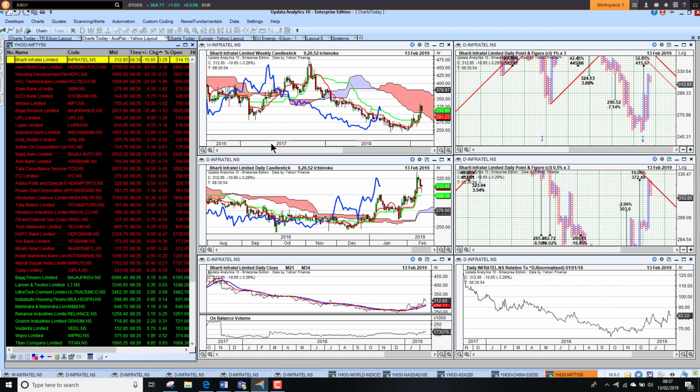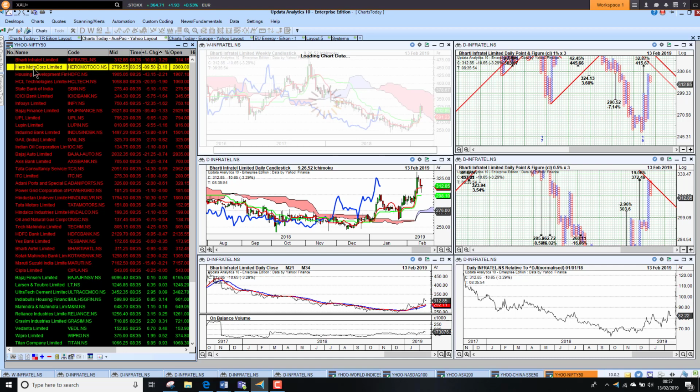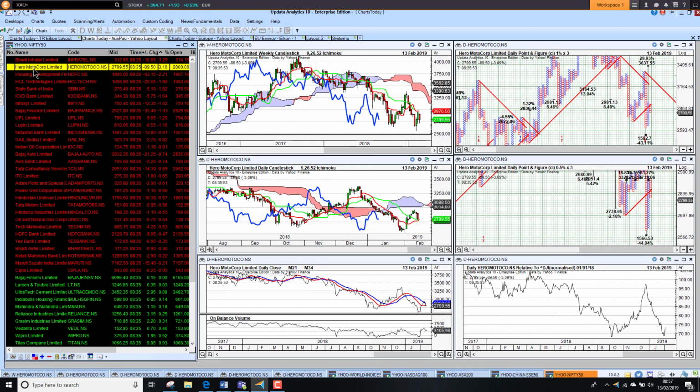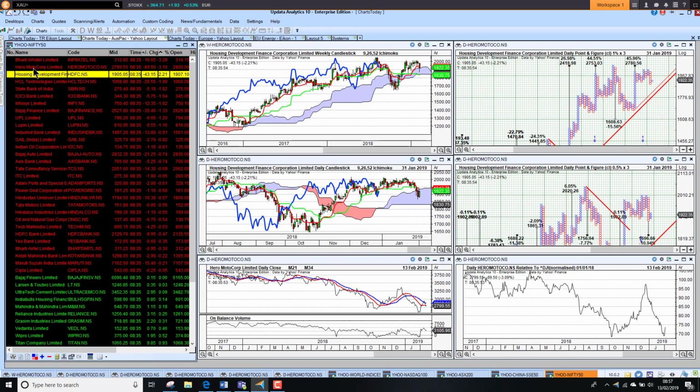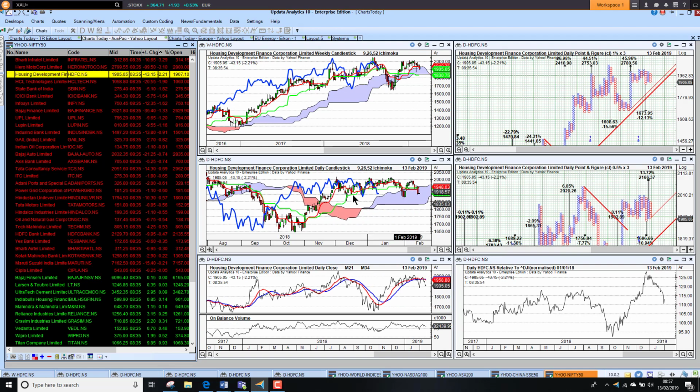We see Bharti Infratel, that's looking good medium term, still got work to do long term. Hero MotoCorp also not looking so good. Housing Development actually holding its bullish stance above the clouds, so this is one of the better looking stocks with multiple upside targets, so still looking pretty good there.